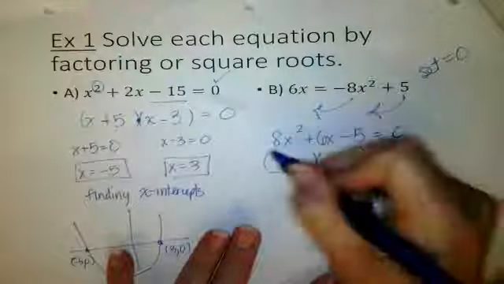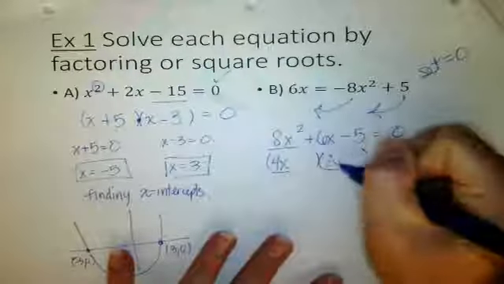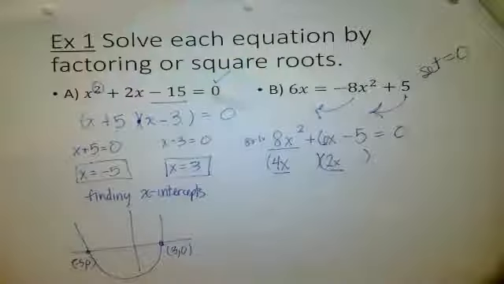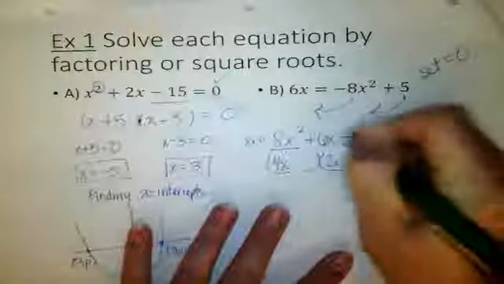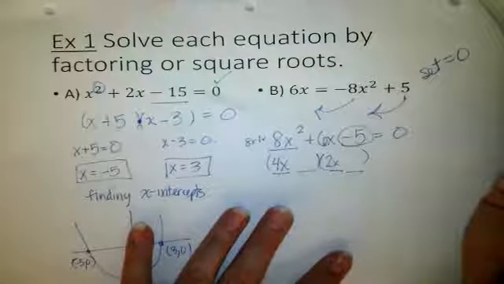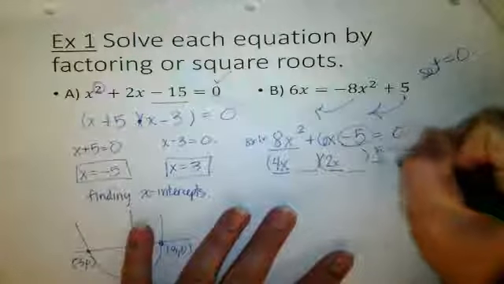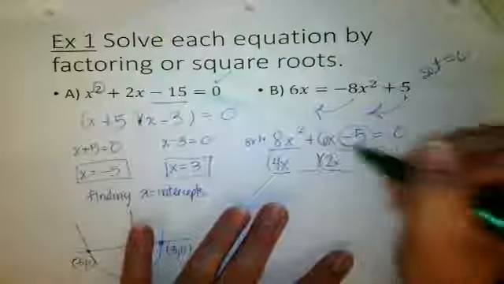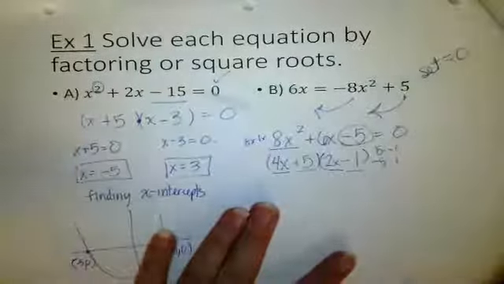What times what is 8x squared? 4x times 2x. We also have 8x times 1x. So it's important to remember we've got other options. But I'm going to go with 4x times 2x first. And then last times last has to be -5. What times what is -5? 5 times -1 or -5 times +1. All right, so I think I want to do the +5 and the -1. How do I know if I did it right?